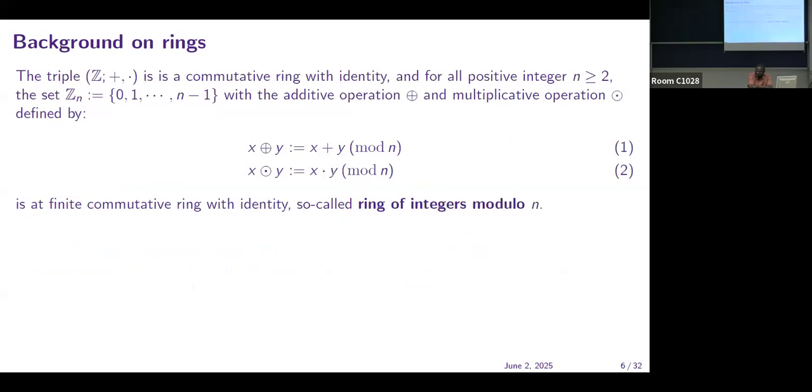For example, the set of integers with natural addition and natural multiplication is a ring. When we define the set Z_n as 0, 1, ..., n minus 1, we define two new operations, plus and dot.